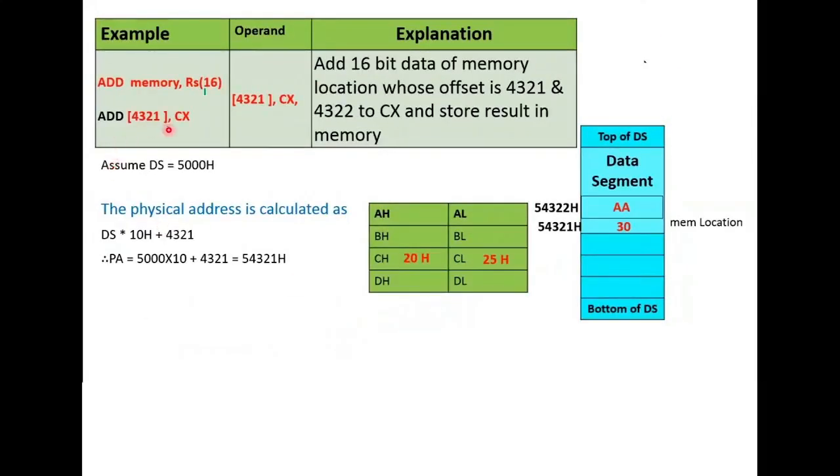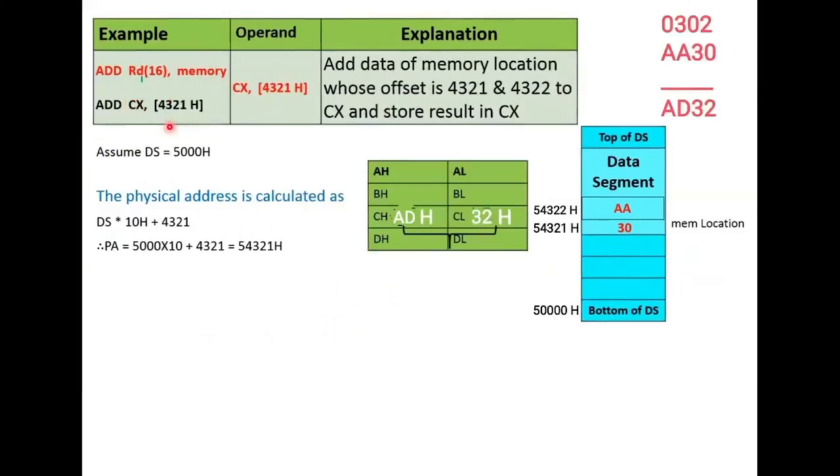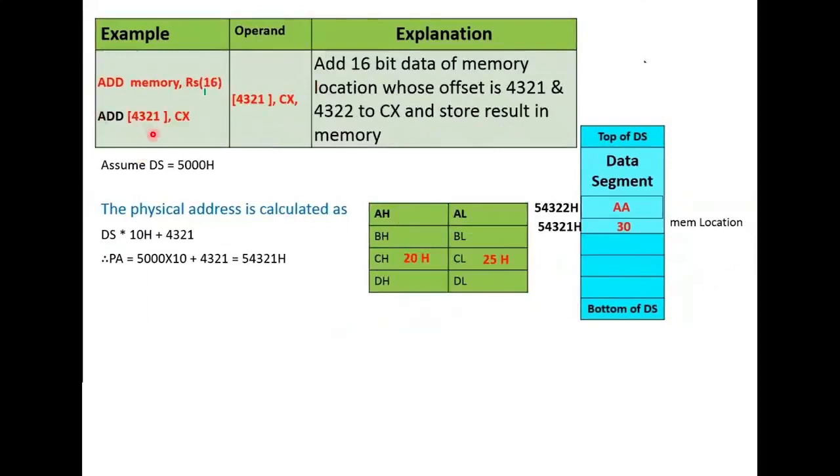Next one, previously the memory location was the source, or say a source operand. Now the memory location is the destination operand. Just the reverse process, that's it. Previously whatever we did, the final result we stored in CX. In this case the final result you are going to store in the memory location, that's it.